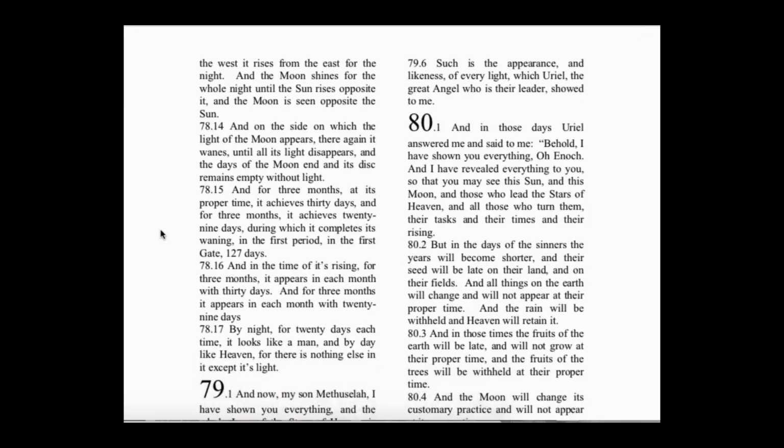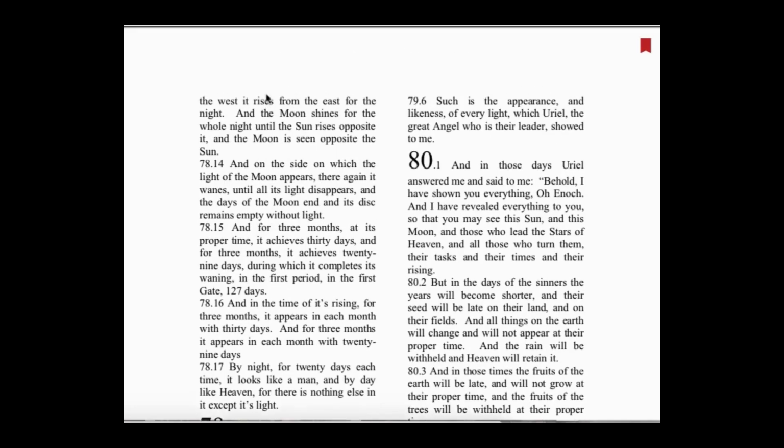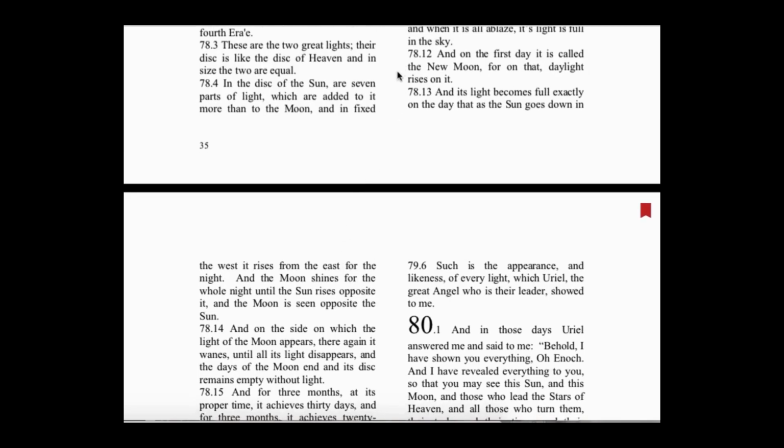Number 78.14: and on the side on which the light of the moon appears, there again it waits until all its light disappears and the days of the moon end and its disk remains empty without light. Okay, that is clear.